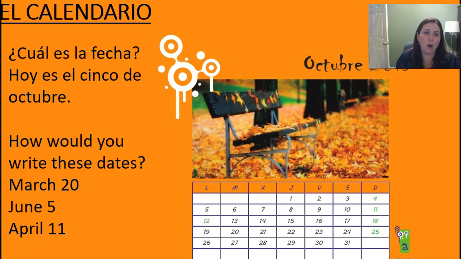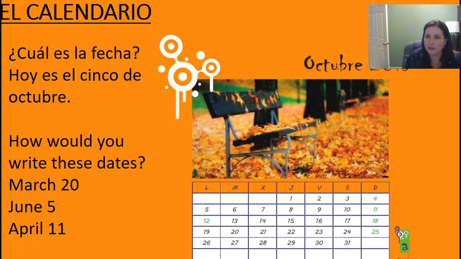So now let's talk about the months of the year when it comes to how to say the date. We have el calendario, the calendar. If someone wanted to ask you what is the date, they would say, ¿Cuál es la fecha? Which one is the date? In English, we always say what for everything. Like, what's your favorite ice cream flavor? What's your phone number? What's the date?